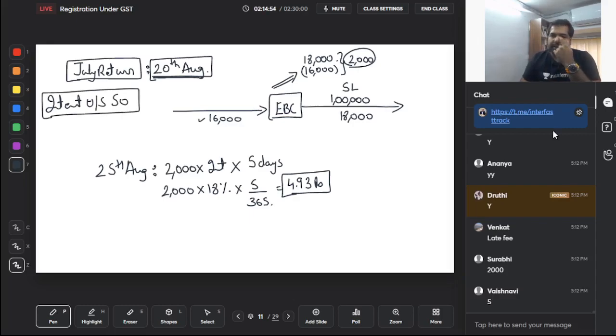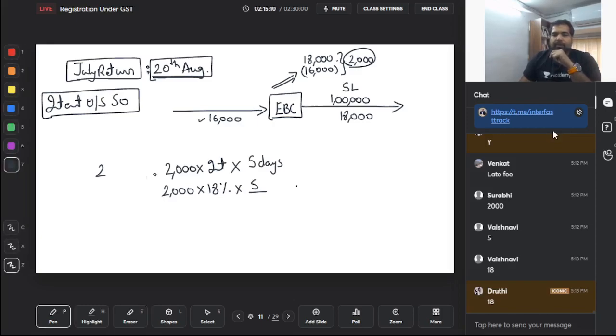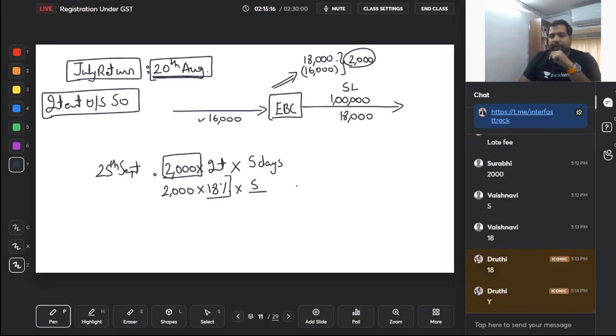Please tell me the rate, guys. What is the rate of interest? The rate of interest is 18%, and you need to see the delay. The delay was 5 days here, as you need to calculate the number of days. Guys, what if this was 25th, not August, but what if this was 25th September? Then can we calculate the delay, guys? 2000 will remain the same, 18% will remain the same, but let's calculate the delay. Guys, how will we calculate? I'll show you a trick. You have to use that only.